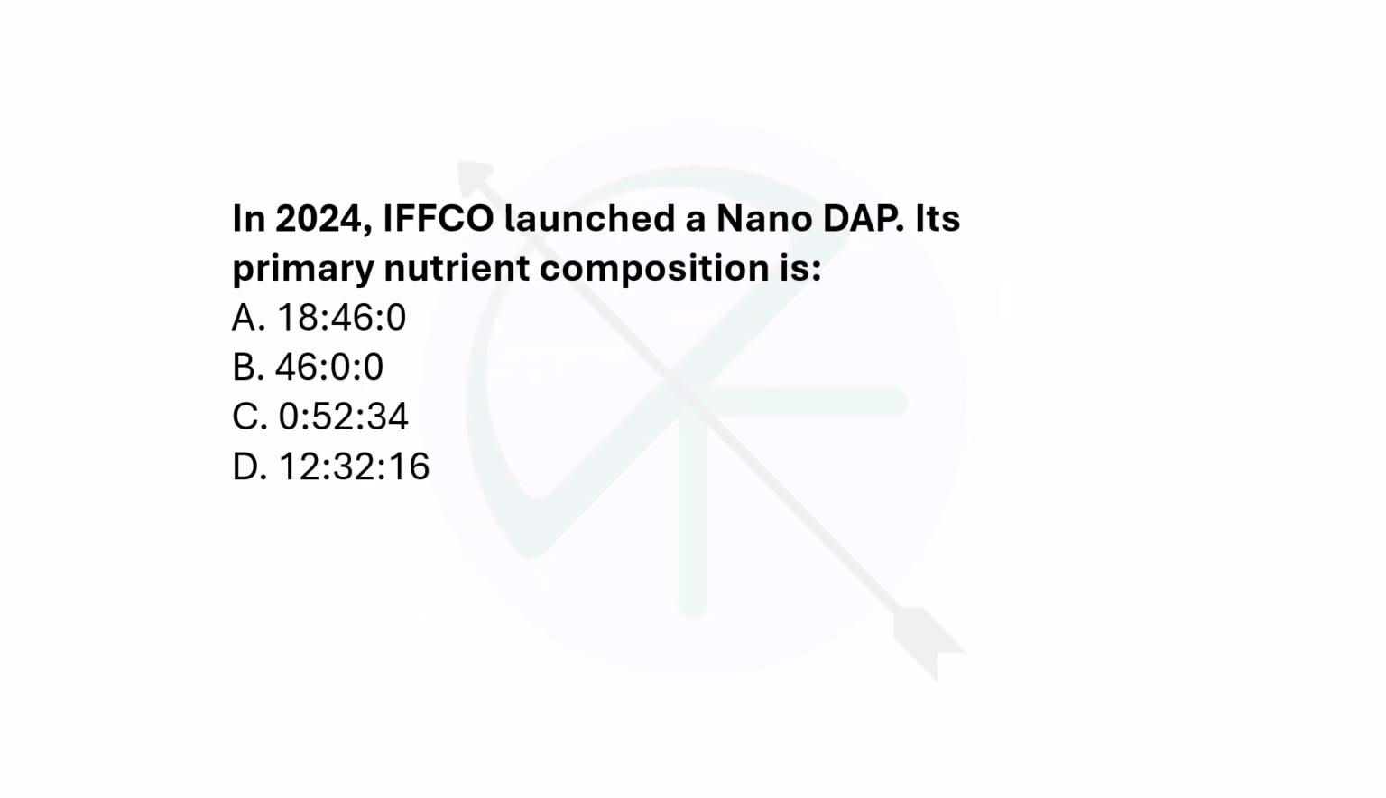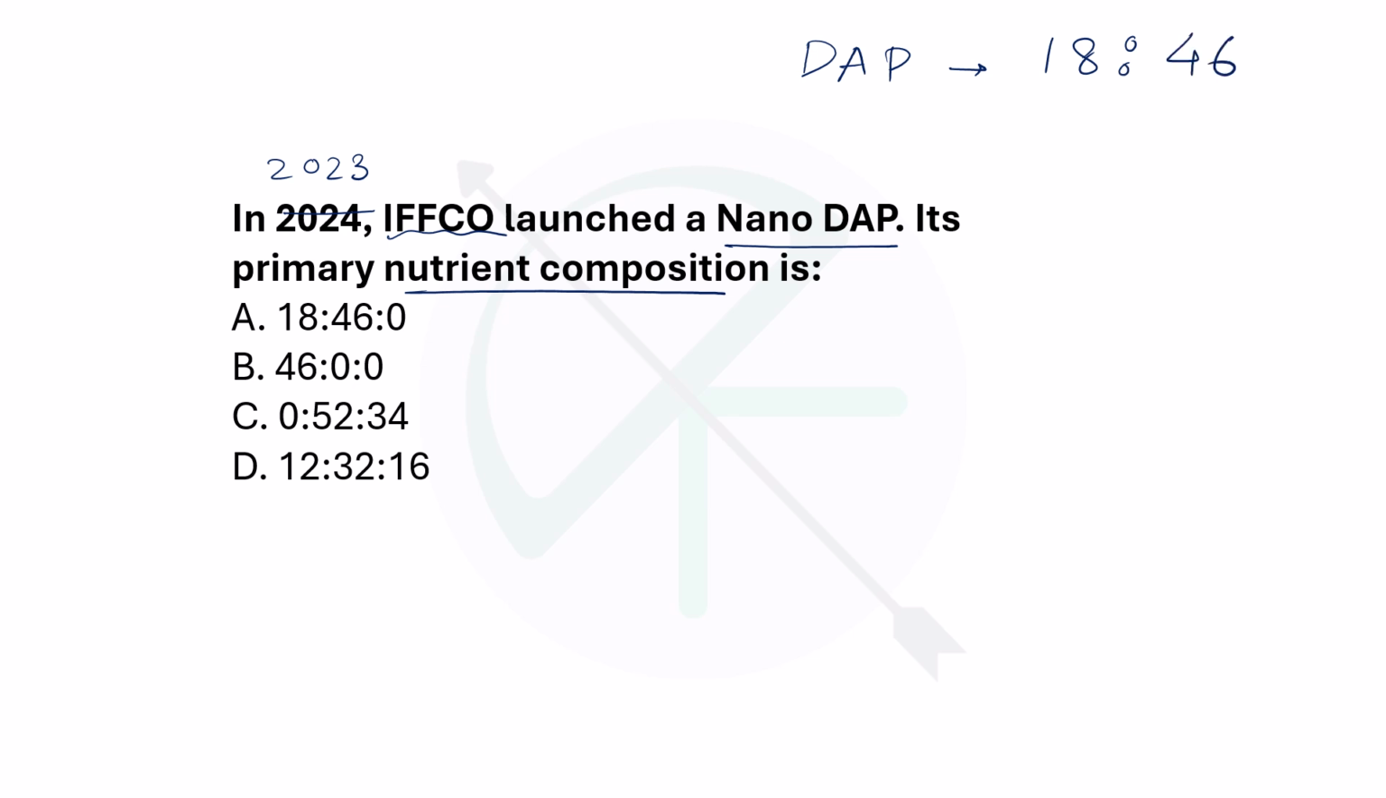In 2024, IFFCO launched a nano DAP. Its primary nutrient composition is, so not 2024, it was actually released in 2023 and IFFCO launched a nano DAP. Okay, so what is the nutrient composition of regular DAP? It is 18% of nitrogen and 46% of P2O5.